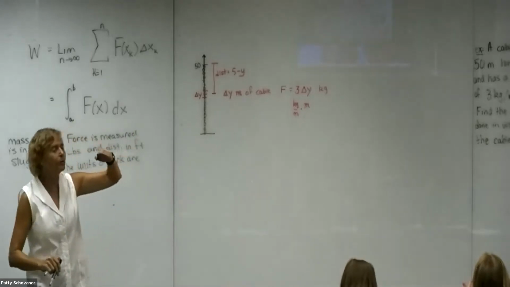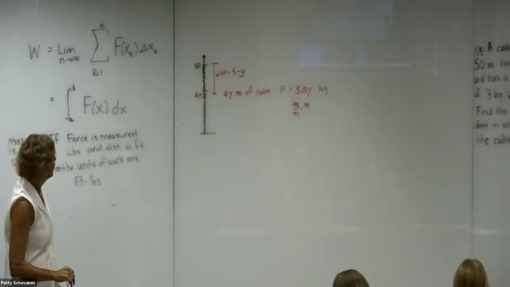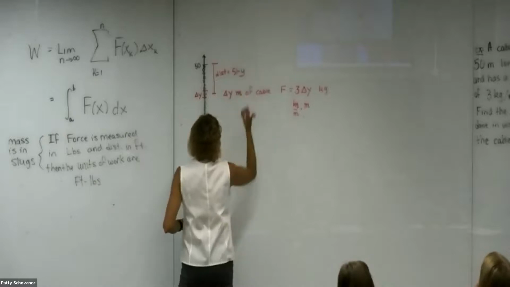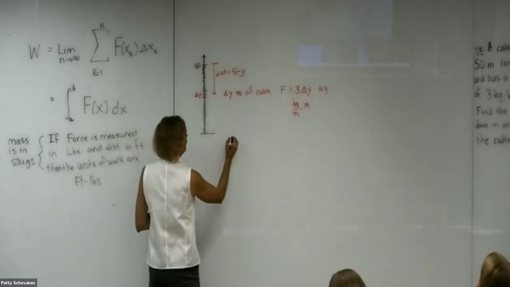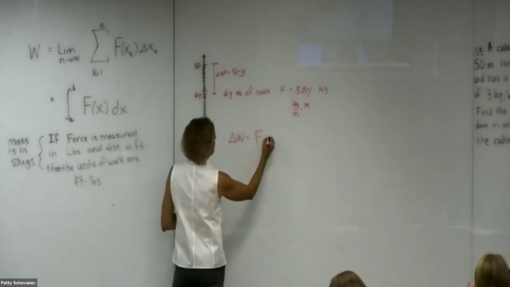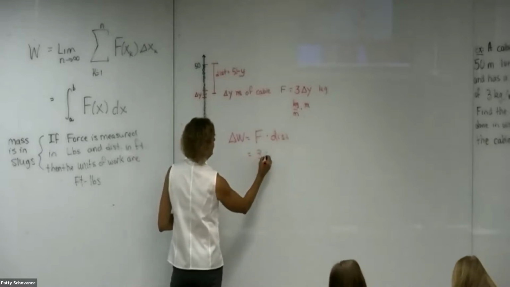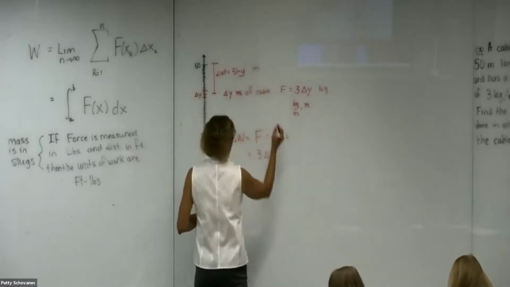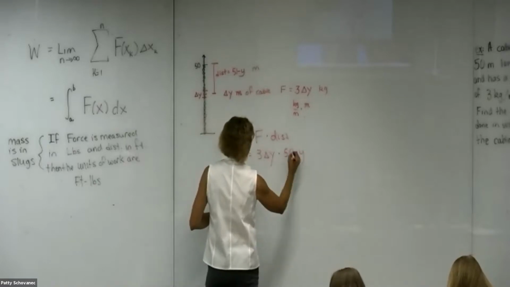Some y value on that number line. I think that's supposed to be 50. So the total work on that interval is the force on that interval times the distance on that interval. So I'm going to have my 3 delta y, that's kilograms, times 50 minus y, that's meters. And so now when I multiply them together, I have my units of work of kilogram meters.